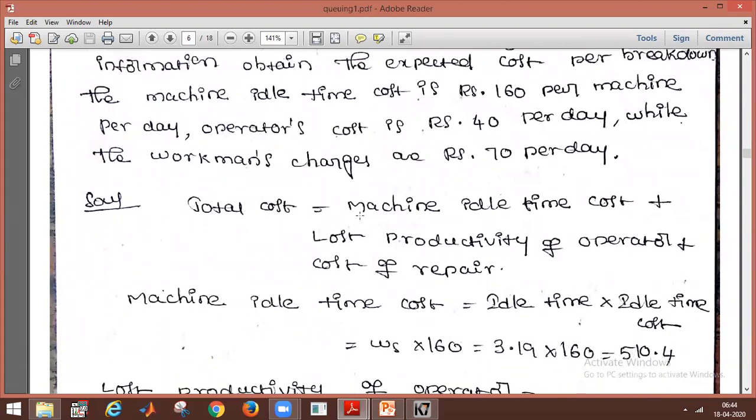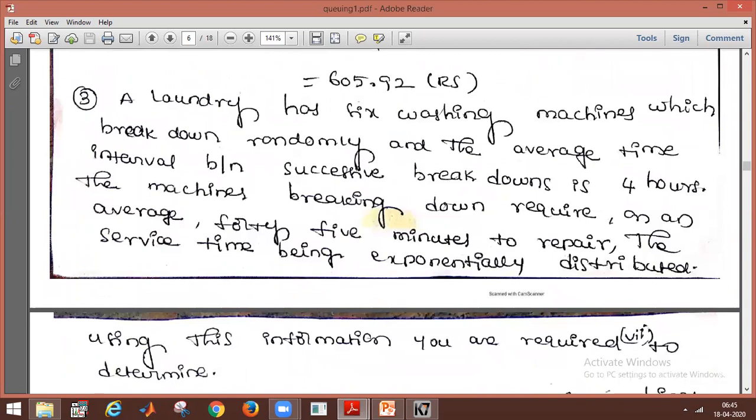So what is the first thing? The machine idle time cost, the lost productivity of the operator, and the cost of repair. After adding both values, we will get the required solution.